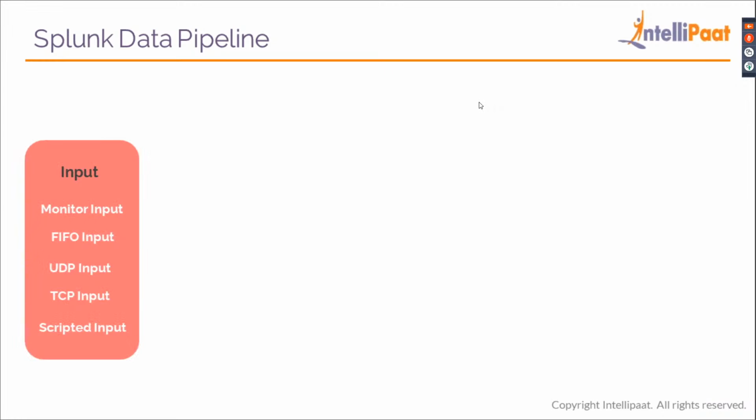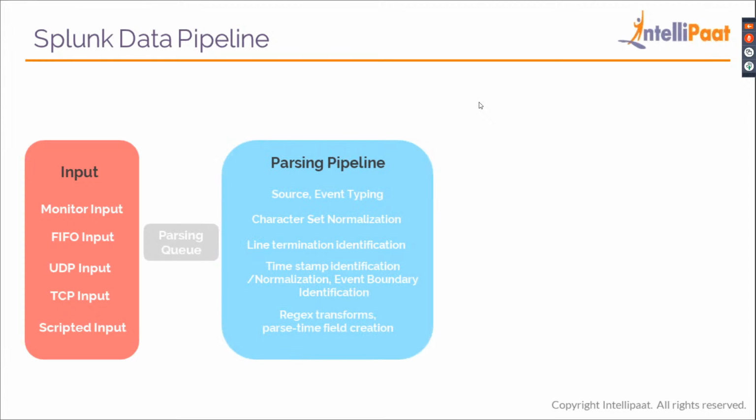So we have the input, in which you have different kinds of monitoring ways. You can monitor input, that's a basic one: FIFO input, UDP input, TCP input, scripted input. These are the different ways of inputting a particular set of data. Once you input the data from your data sources, it will be sent to the parsing queue. In the parsing queue, it will wait its turn to go to the parsing pipeline. When data goes to the parsing pipeline, it basically gets converted from raw data to readable data in simple terms. But you would call them events.